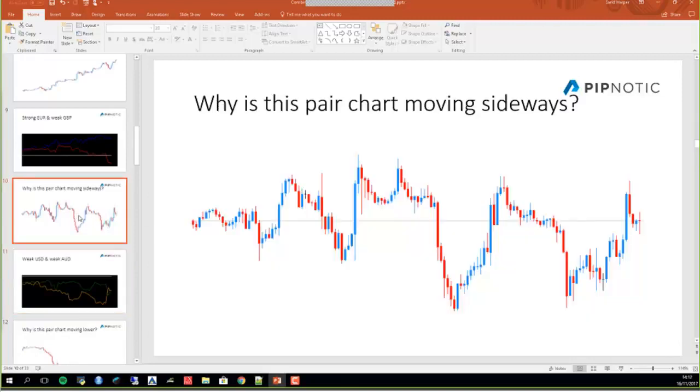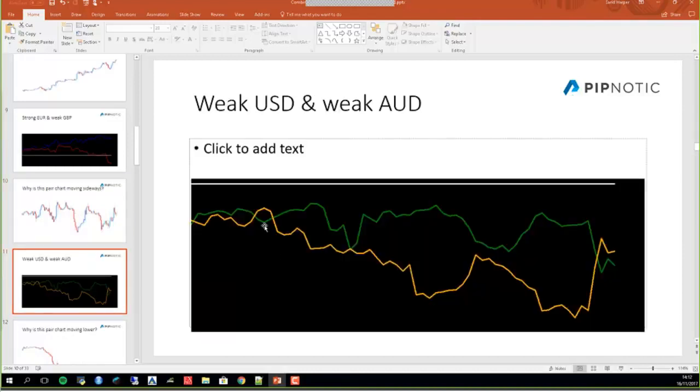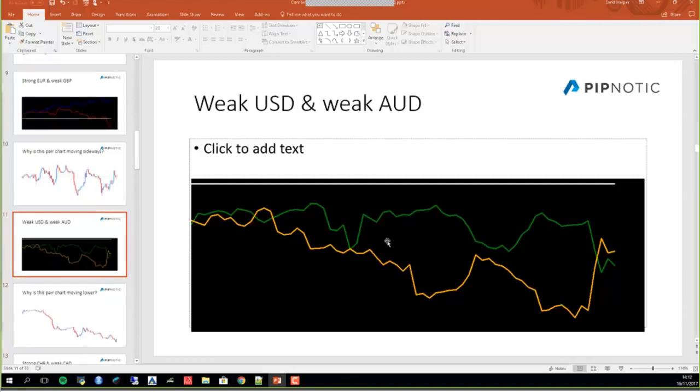So this is very clear when you look at price. Price is going up and down, up and down. You look at the currency strength, it's doing the same thing. It's going up and down, up and down. This is a very clear representation of a sideways range-bound market when you look at currency strength. So it's very clear and easy to spot as well there.